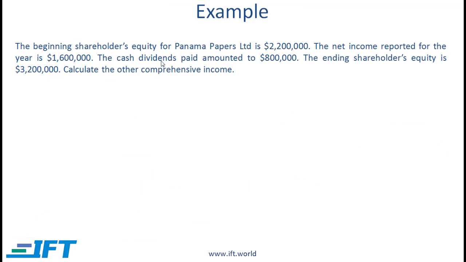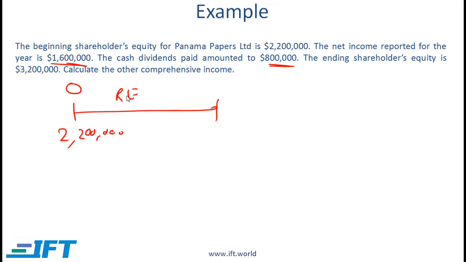So to consolidate this concept, let's do the example shown here. At the start of the year, the equity for this company is 2,200,000. We are told that the net income is 1.6 million and the amount paid as a dividend is 800,000. So the retained earnings for the year equal 800,000. The ending shareholder equity is 3.2 million.